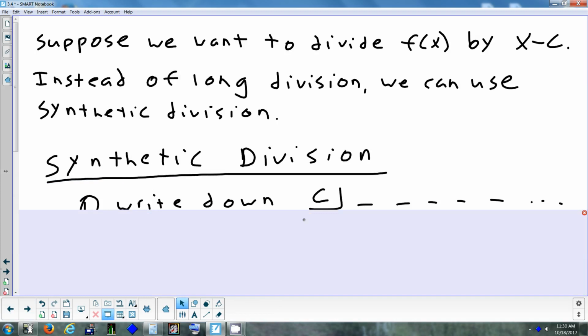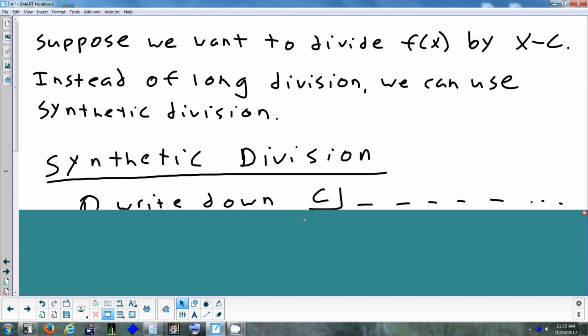And what I'll do is I'll do this similar to the way we did it yesterday. I'll kind of show you the steps. And as I do that, I'll do an example at the same time.